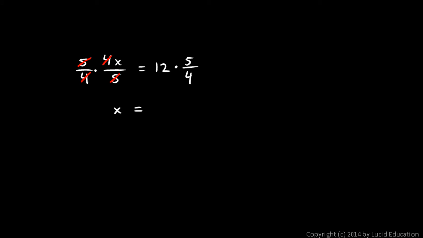So when you see this 12 times 5/4, you can think of it as multiplying two fractions together. And the 12 times 5 gives me a 60 in the numerator. And the 1 times 4 gives me a 4 in the denominator. So x is equal to 60 over 4, and that ends up being 15.